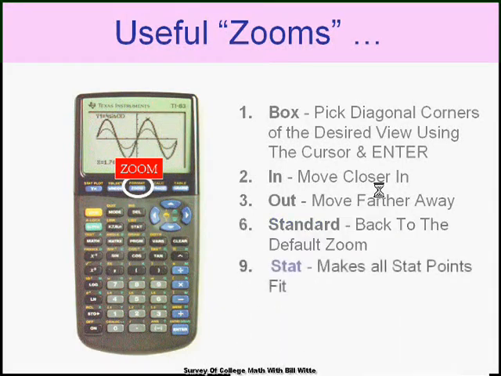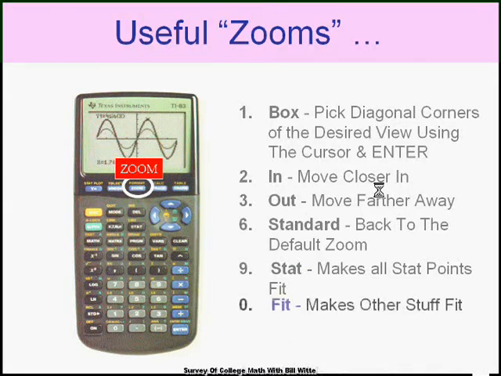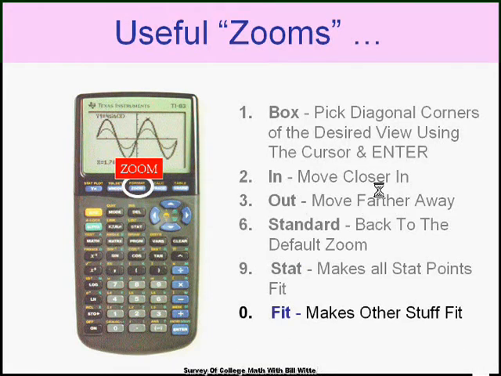Okay? And zoom stat, that's going to make all the points fit. Ooh, we like that. Make all the points fit. That's going to be another nice one. Baby, you're the greatest. Or zoom fit. Now that doesn't fit the points. That fits other stuff, like lines and parabolas and such. Okay, so what we're looking at, I think we want 9. Let's take a look and see what happens.